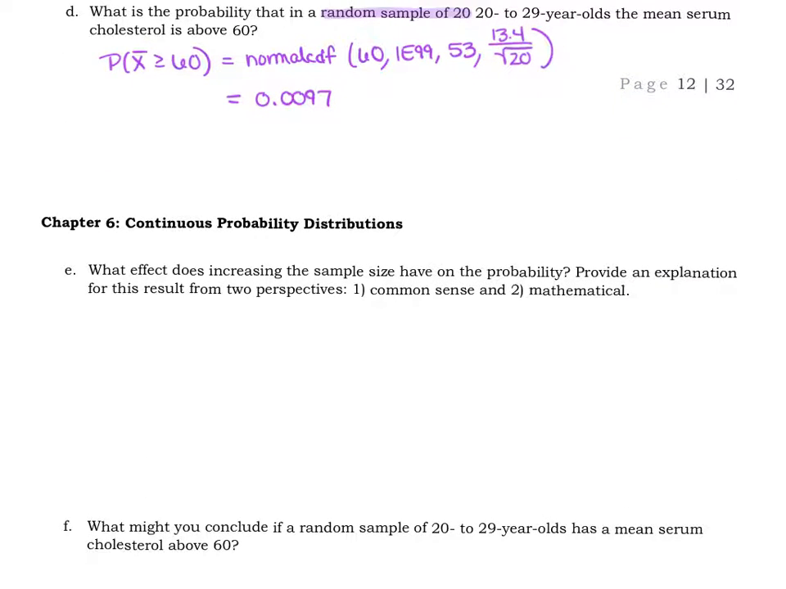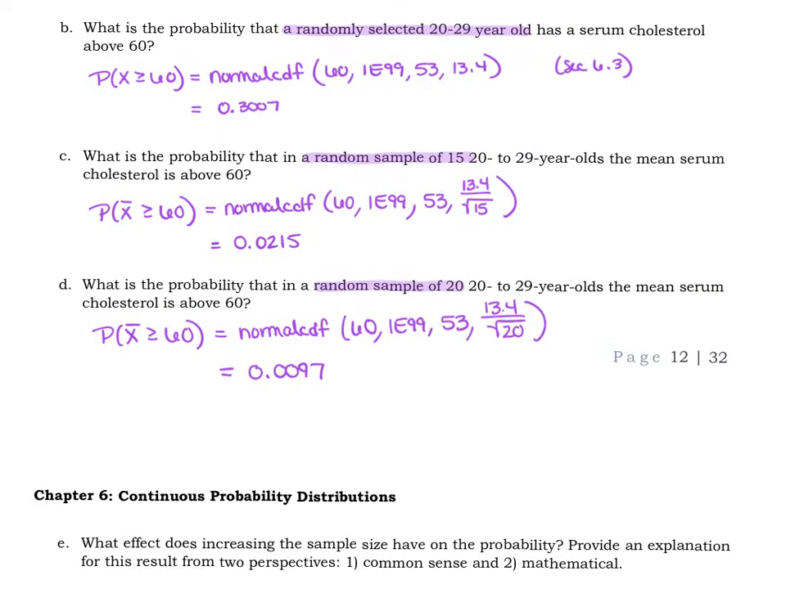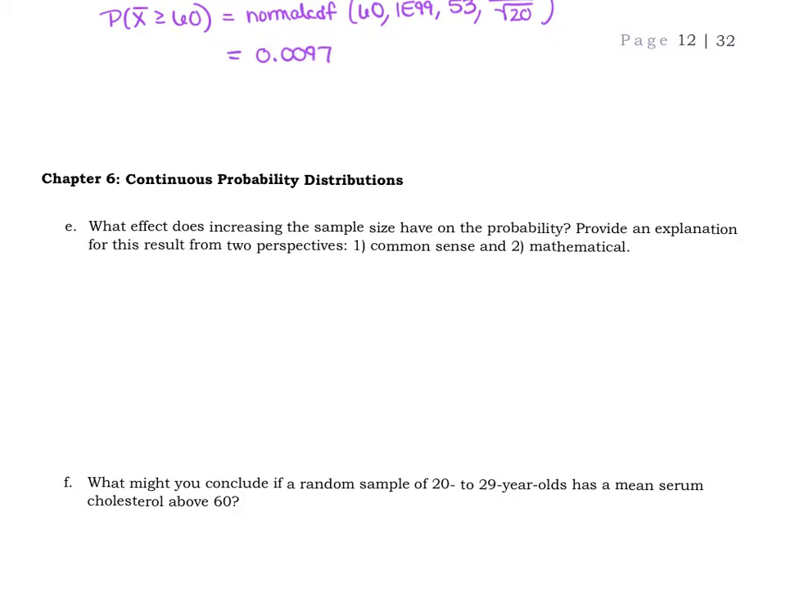All right, so as you may have noticed, as we went from a sample size of 1 to 15 to 20, our probability was doing some changing. We went from 0.3 to 0.02 down to 0.0097. So our probability is going to be getting smaller, okay? And that's one of the things we're going to focus on here. So as n increases, the probability decreases, okay?